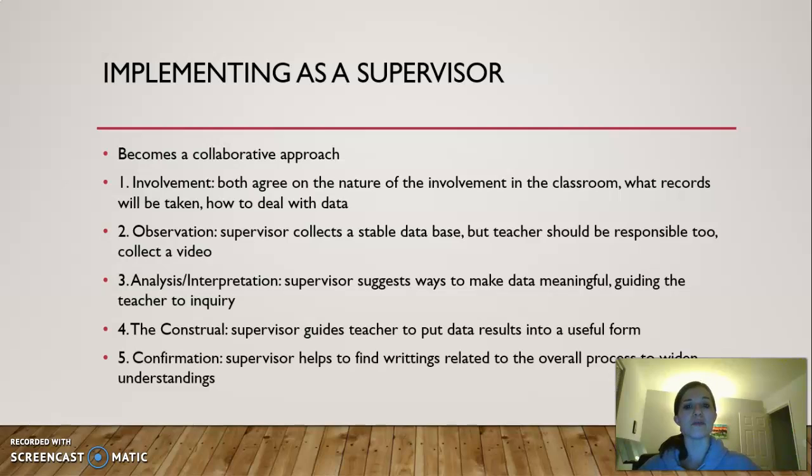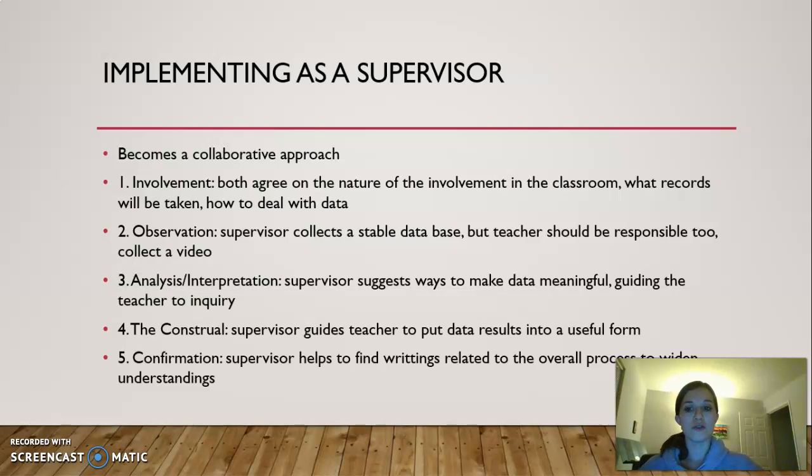Third, sitting down with your supervisor and analyzing and interpreting what the results are. So suggesting ways to make that data meaningful, not just looking at it as positives and negatives. How are we going beyond that scope? Guiding that teacher to the inquiry process is the supervisor's job.